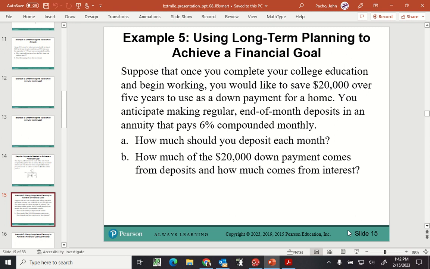It says right here, how much of the payment comes from deposits, and how much comes from interest. N times payment. So N times payment, and that's going to give you how much money you put in. Calculate that for me, please.